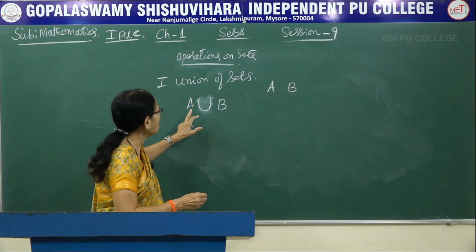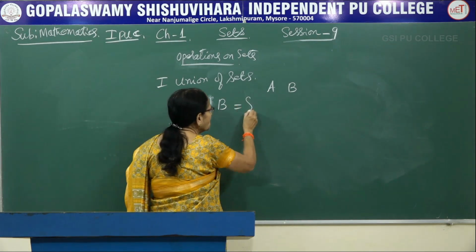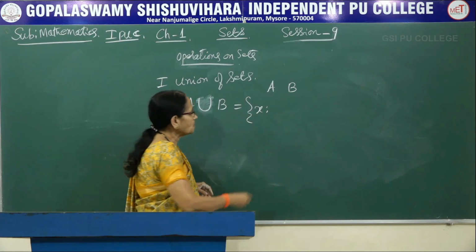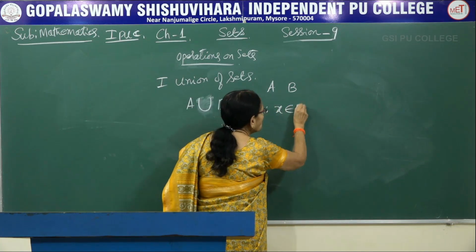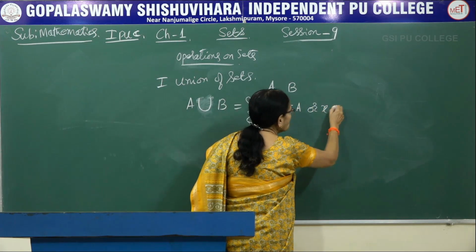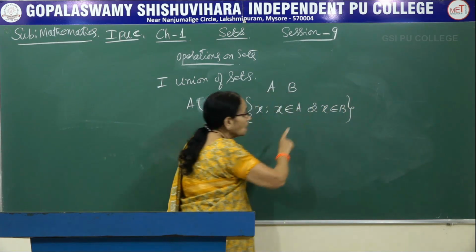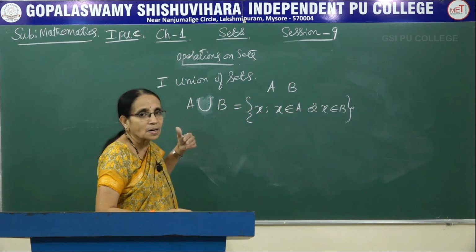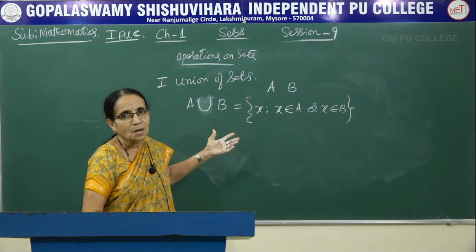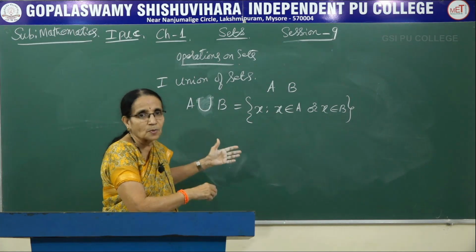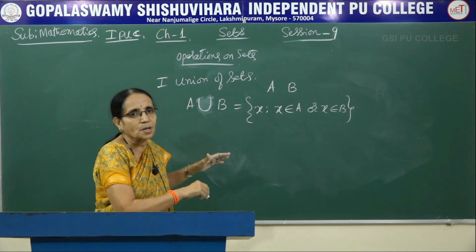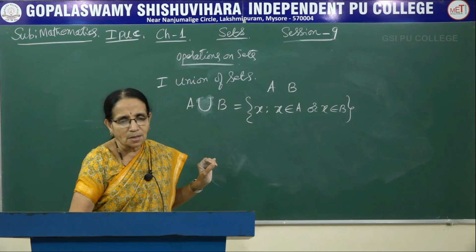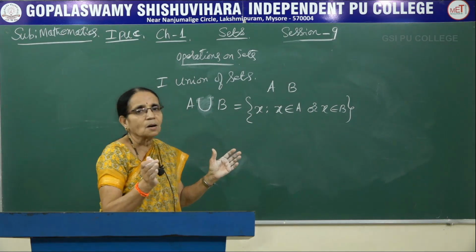So, how do you write that? A union B is a set; I am writing in the set builder form. It contains all x such that x belongs to A or x belongs to B. I am using the word or here because x can be either in A or in B. If it is only in A, then also we write it. If it is in both A and B also, we write it. So, the element should be present either in the first set or in the second set, then we write all of them.